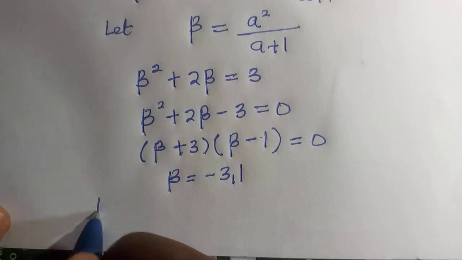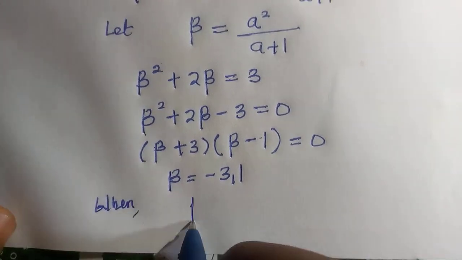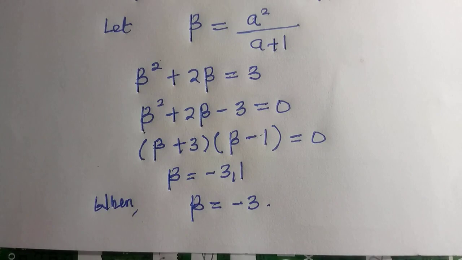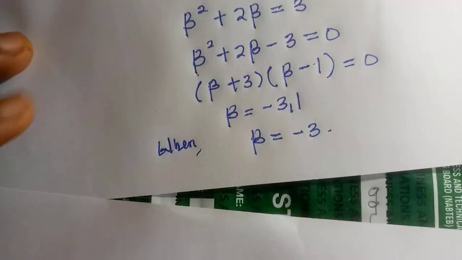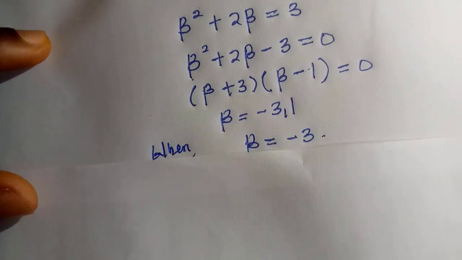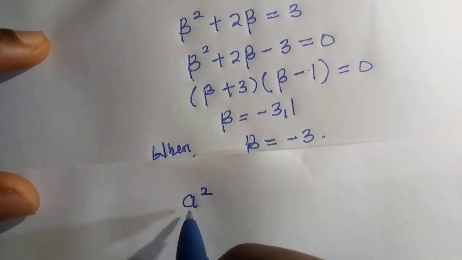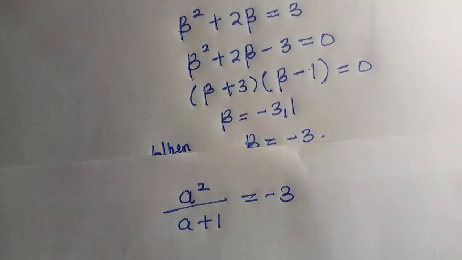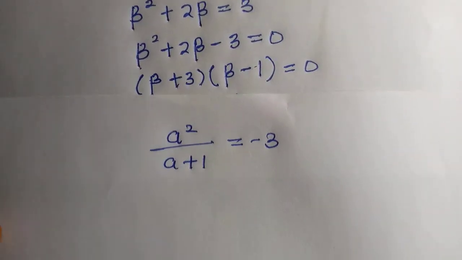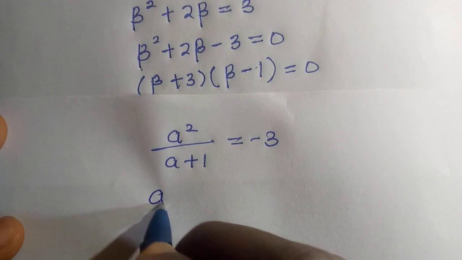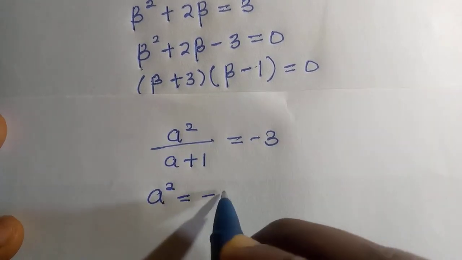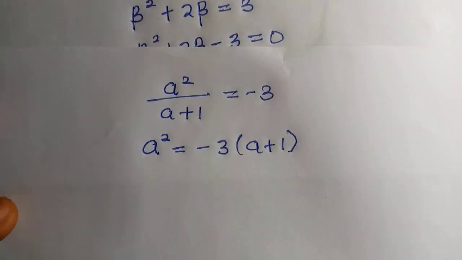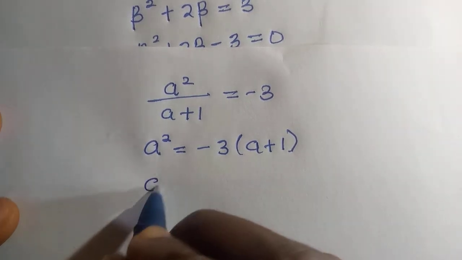So for the first case, we just say when the value of beta equals minus 3. So we try to replace it, and we are going to have a squared divided by a plus 1 equals minus 3. And when we cross multiply, what we have here is a squared equals minus 3 into bracket of a plus 1. So with this one, we have a squared.